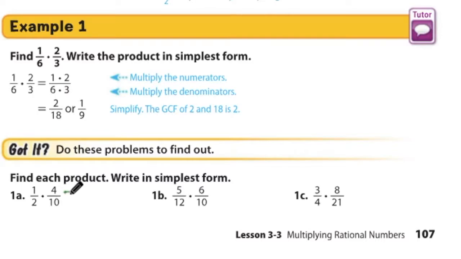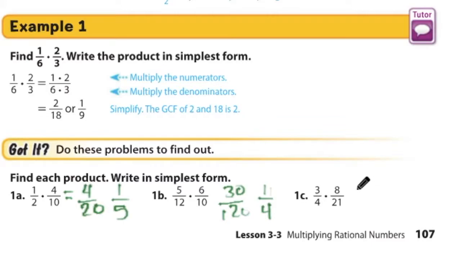Multiply the numerators. 1 times 4 is 4, and multiply the denominators. 2 times 10 is 20. 4 twentieths reduces to 1/5. For 1b, 5 times 6 is 30, 12 times 10 is 120, and 30 120ths reduces to 1/4.